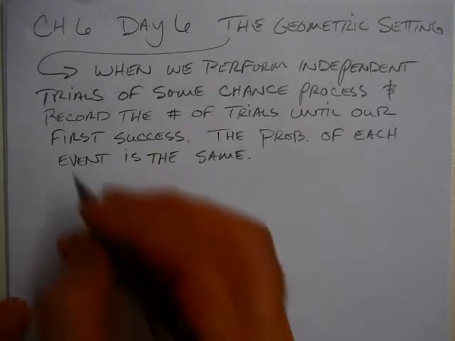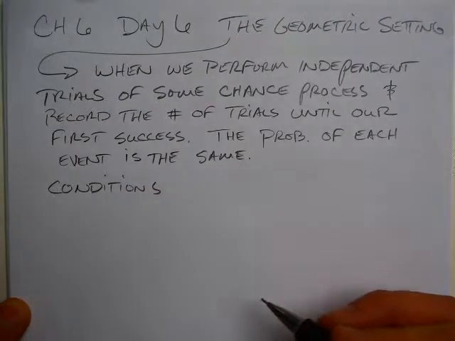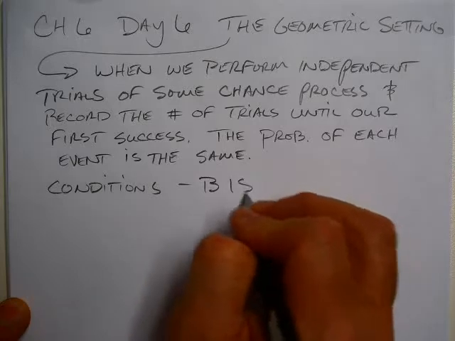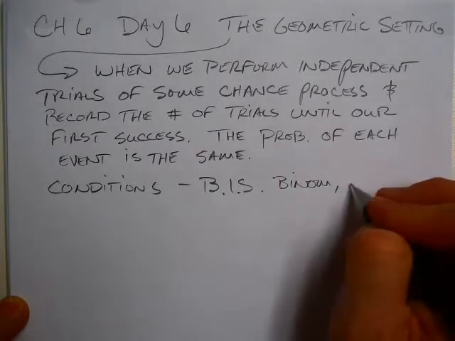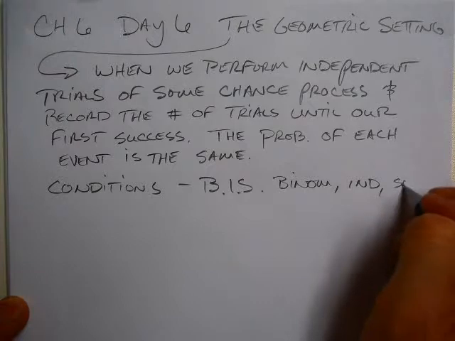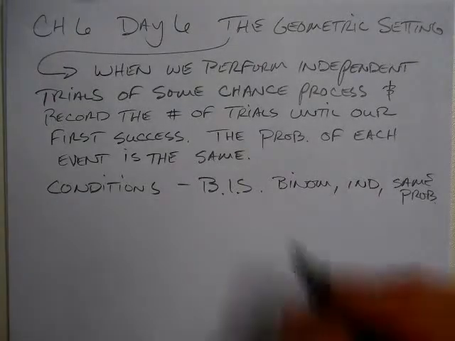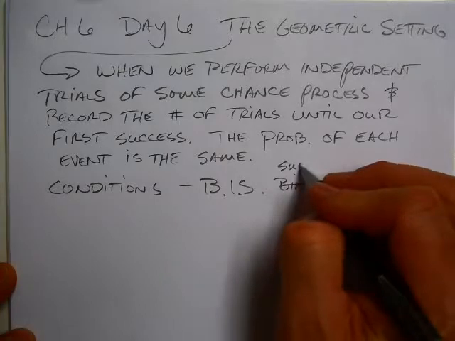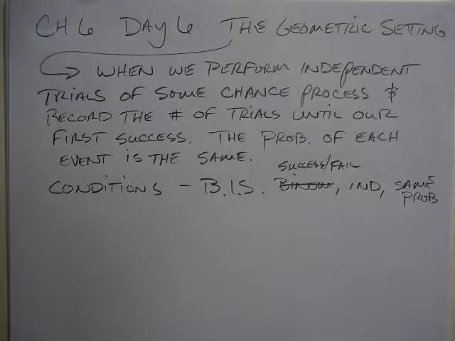So there are some conditions here. Basically the conditions as I see them are BINS except without the n. Is it binomial, independent, and same probability? By saying binomial, that's maybe a little misleading. Is it success or failure? There are only 2 outcomes. It is binomial. I'm getting mixed up on my words.